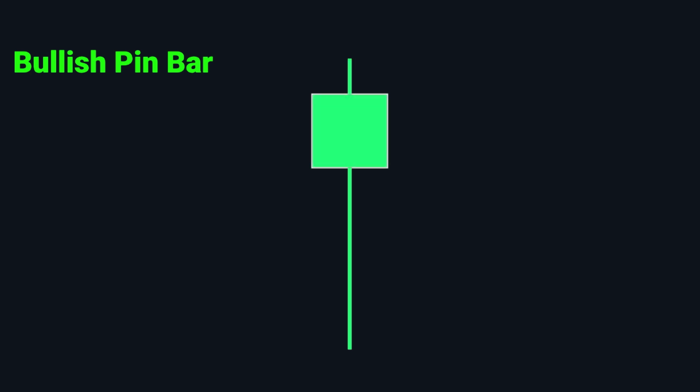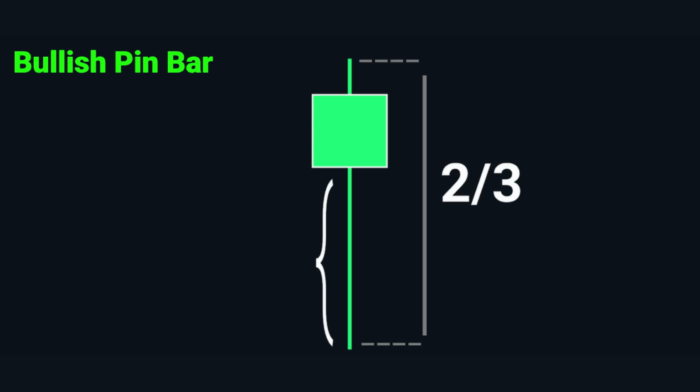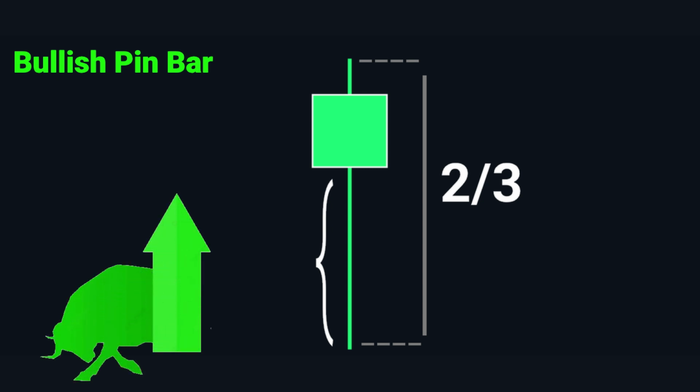A bullish pin bar is marked by a long lower shadow, a small body, and a relatively short upper shadow. For the pattern to be valid, the tail, the lower shadow, of the pin bar should account for at least 2/3 of the total length of the candlestick. This structure indicates strong rejection of lower prices and hints that a bullish reversal might follow.